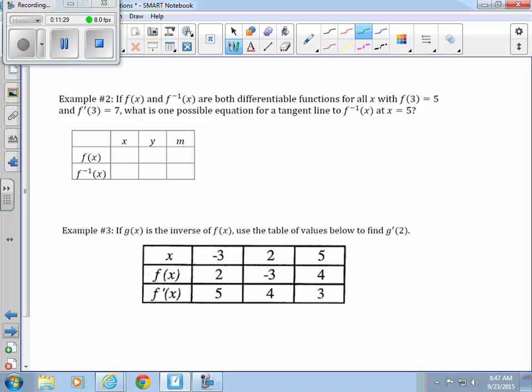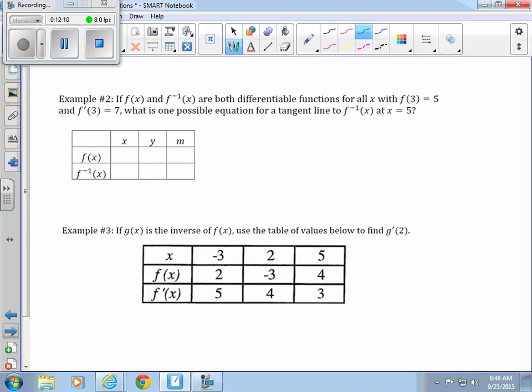So let's do a couple more examples. If f of x and f inverse of x are both differentiable functions, with f of 3 equaling 5 and f prime of 3 equaling 7, what is one possible equation for the tangent line to f inverse at 5? So I want a tangent line of f inverse, which means I need an x, y, and m. This table is really nice for x, y, and m for a tangent line because it kind of all lays it out there for you.